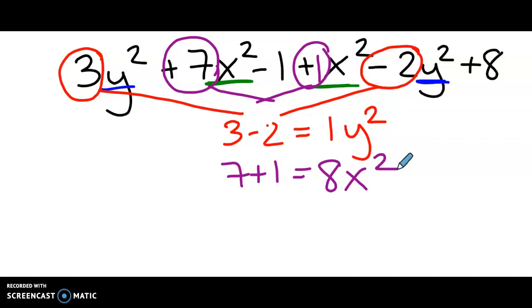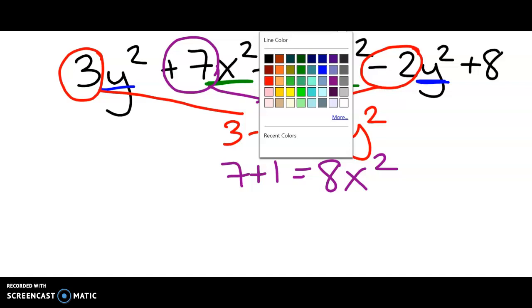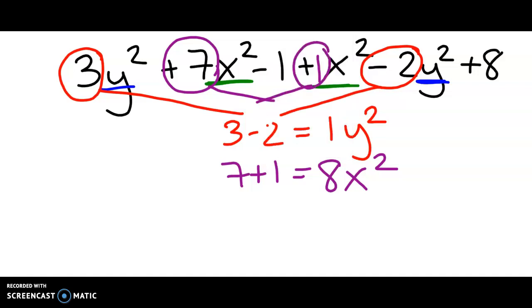All right, the last ones we need to combine, let's do a different color, are our numbers. These didn't have any letter with them. So we just have -1 and 8. So -1 plus 8. You guys can use your calculators. You can do -1 plus 8, you can do 8 minus 1, but you should get 7.